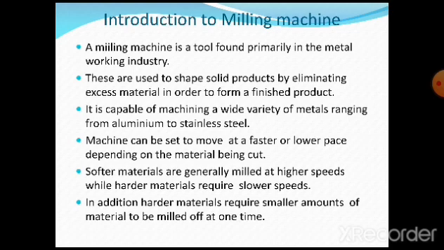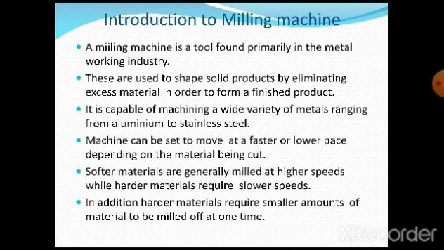It is capable of machining a wide variety of materials, starting from aluminium, that is, non-ferrous softer metals, to the harder metals. The machine can be set to move at a faster or slower pace depending on the material being cut. The mechanism is provided in the column of the machine, which can give different speeds so as to carry out the machining operation at ease.